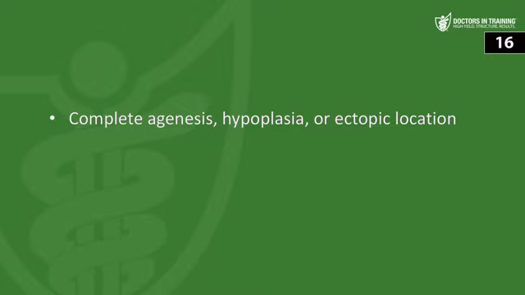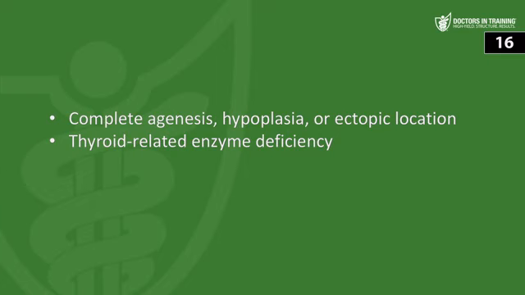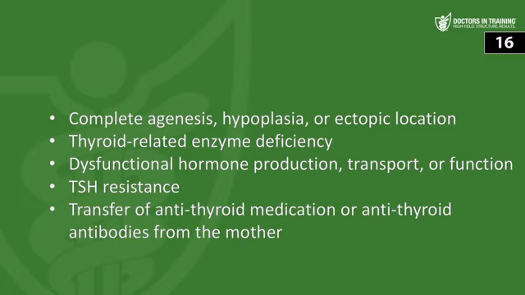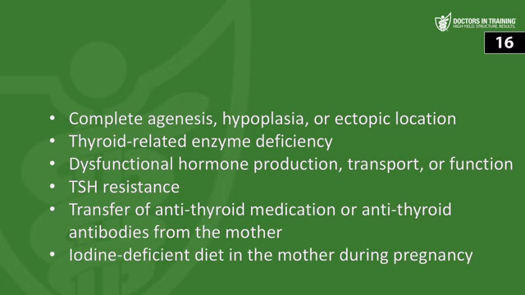Next question, what are the causes of congenital hypothyroidism and how can it be prevented? So first are the structural issues, complete agenesis or absence, hypoplasia or ectopic location like failure of descent. Then there are problems with hormones themselves, thyroid-related enzyme deficiency, dysfunctional hormone production, transport or function, or TSH resistance. Then there are problems related to the mother, like transient hypothyroidism from transfer of antithyroid medication or antithyroid antibodies from the mother. And then in other countries, the leading cause of congenital hypothyroidism is iodine-deficient diet in the mother.